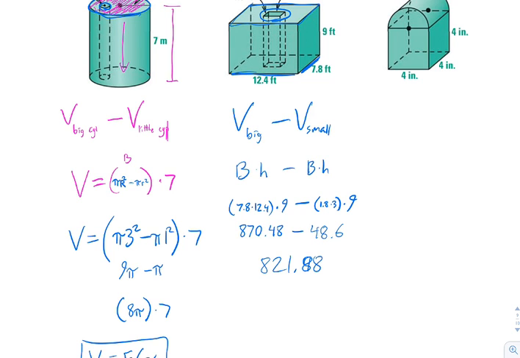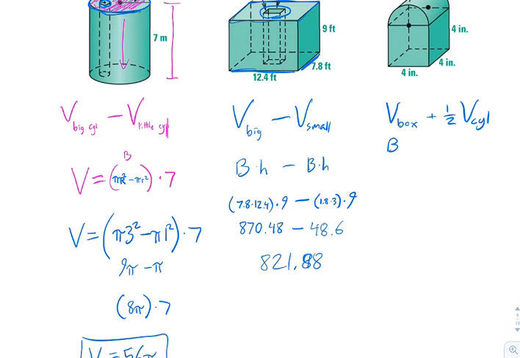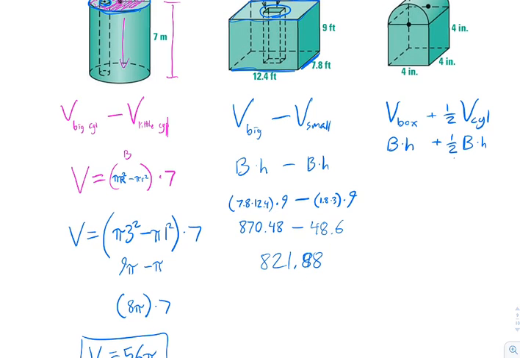Okay, let's do one last one. Now, this last one I'll do again my way. You absolutely could go volume of box plus 1/2 volume of cylinder. That's probably the most common way. So that would be base of the box times height, plus 1/2, and this would be the area of the base times height, or 1/2 pi r squared times height. Absolutely, you can do that.